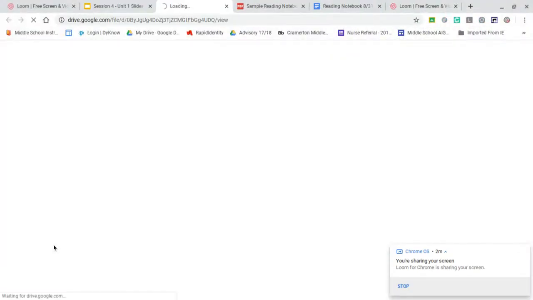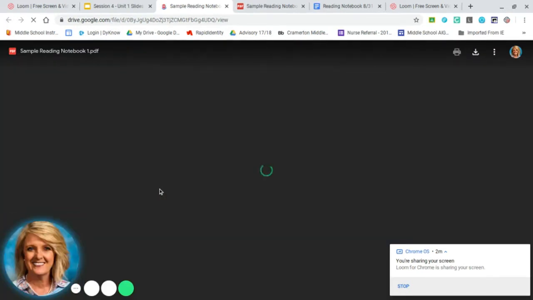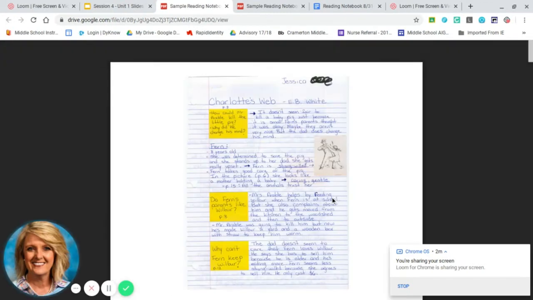These are examples of notebooks that students have done in the past. And these are some creative ways to demonstrate their thoughts. My Chromebook's a little bit slow. All right, so here we go.